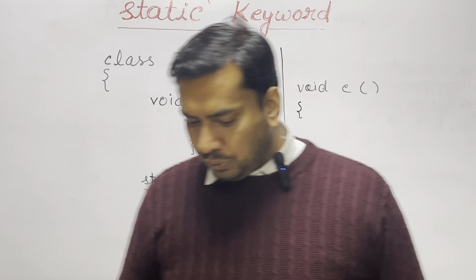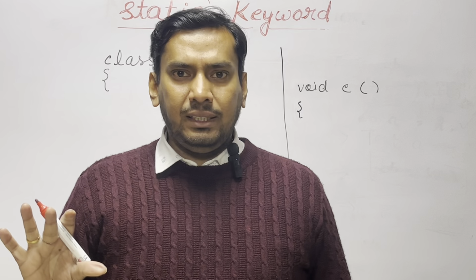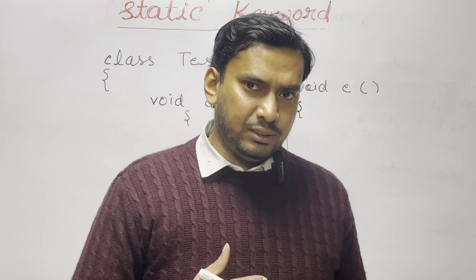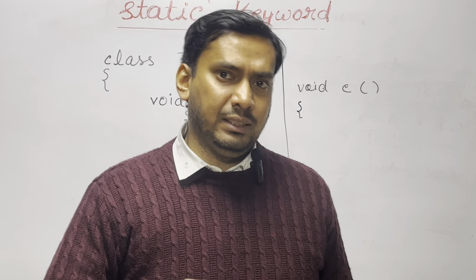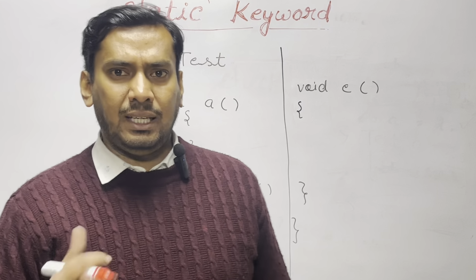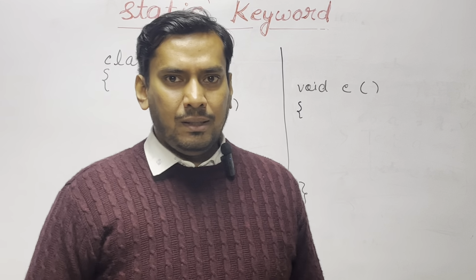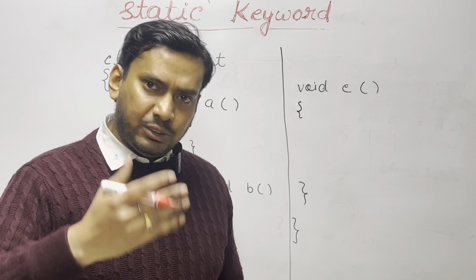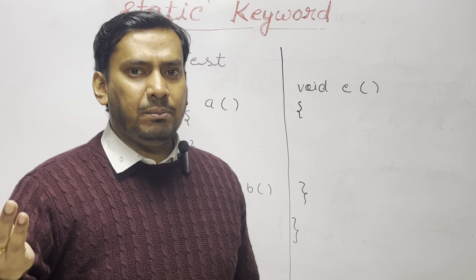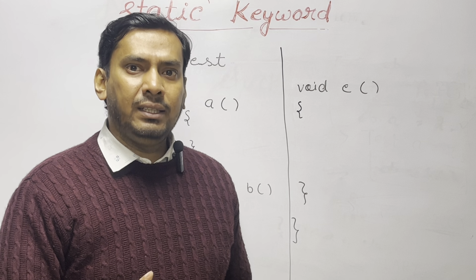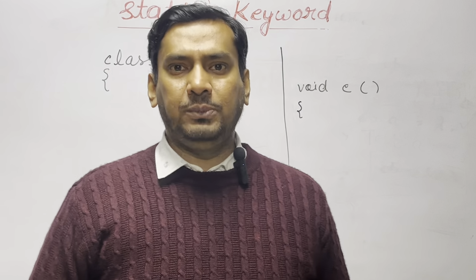So basically what is the rule here? Within the class, from any non-static scope, and when I say non-static scope, it means any block which is not declared static. It may be a method, a constructor, or an initializer block, three types of blocks, or maybe a non-static nested class. From a non-static scope, you can access static as well as non-static members of the same class directly. When I say directly, it means without any object.